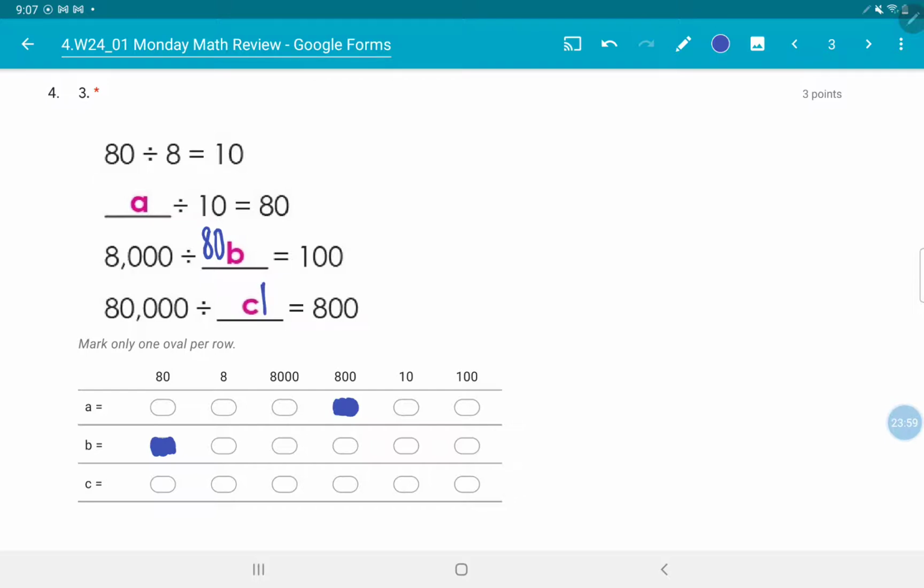Now to get from the 10,000s to the hundreds, how many place values is that going to be? 100. Exactly. I need to get 2 place values smaller, so that's going to be the 100. So 80,000 divided by 100 equals 800.